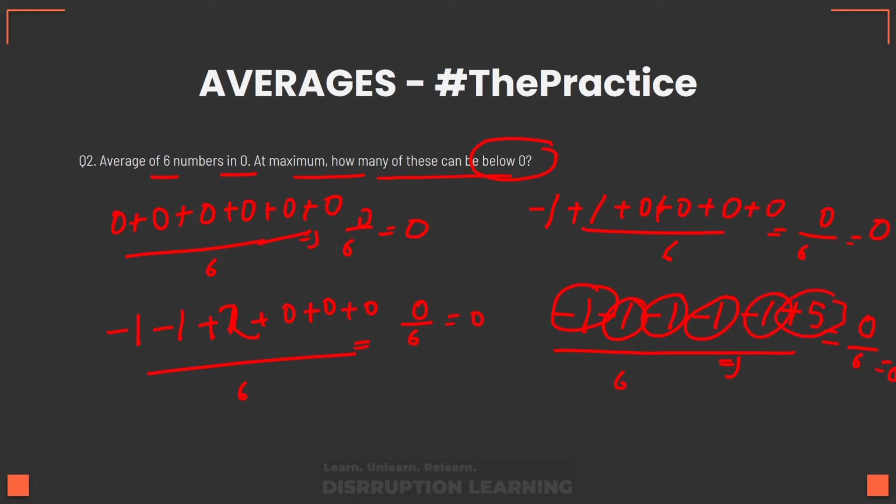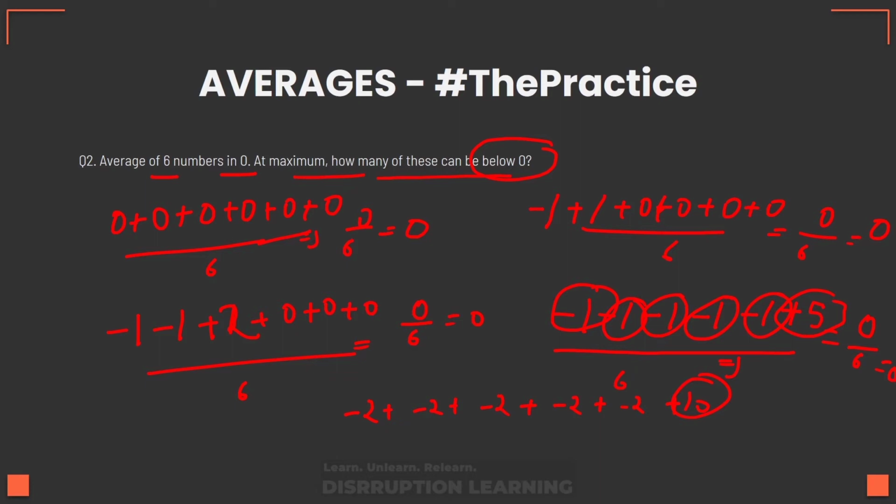So that's what the question wants. How many maximum numbers can you have below 0? I can have only 5 of them below 0, right? Now one way to think is I can have -2 plus -2 plus -2 plus -2 plus -2 plus 10. This also has 5 numbers below 0 and 1 number above 0. So in any case, I will have to keep 1 number above 0, right, to make the total 0.